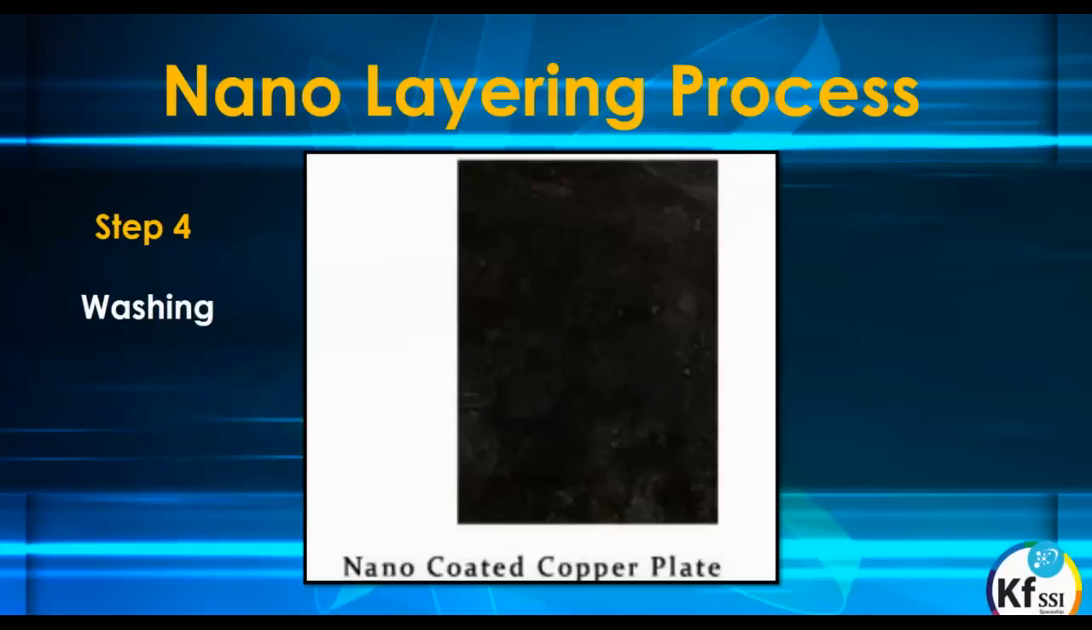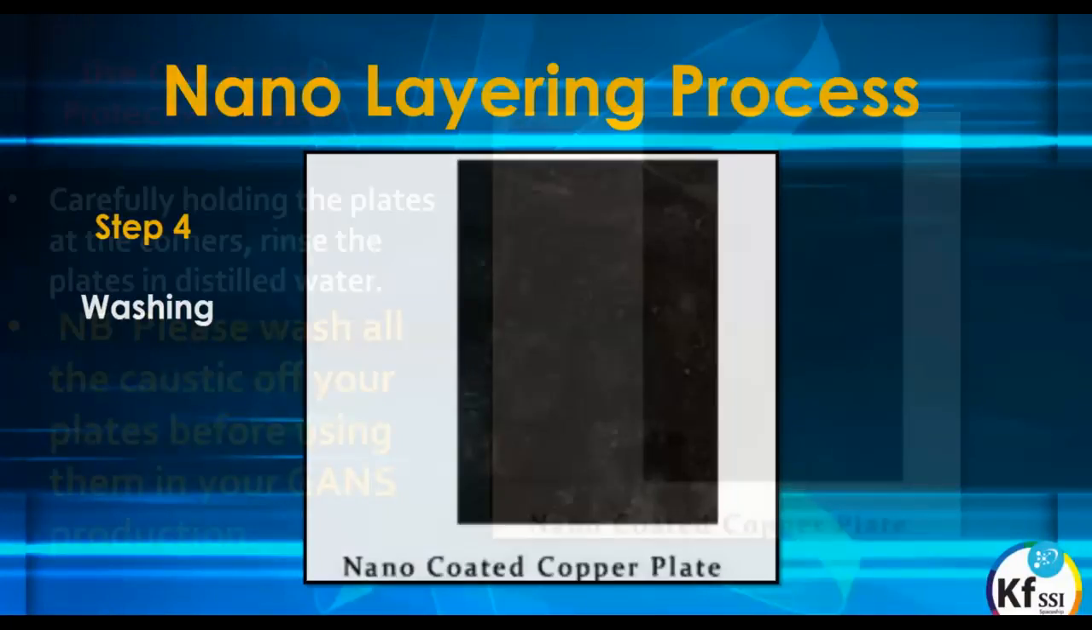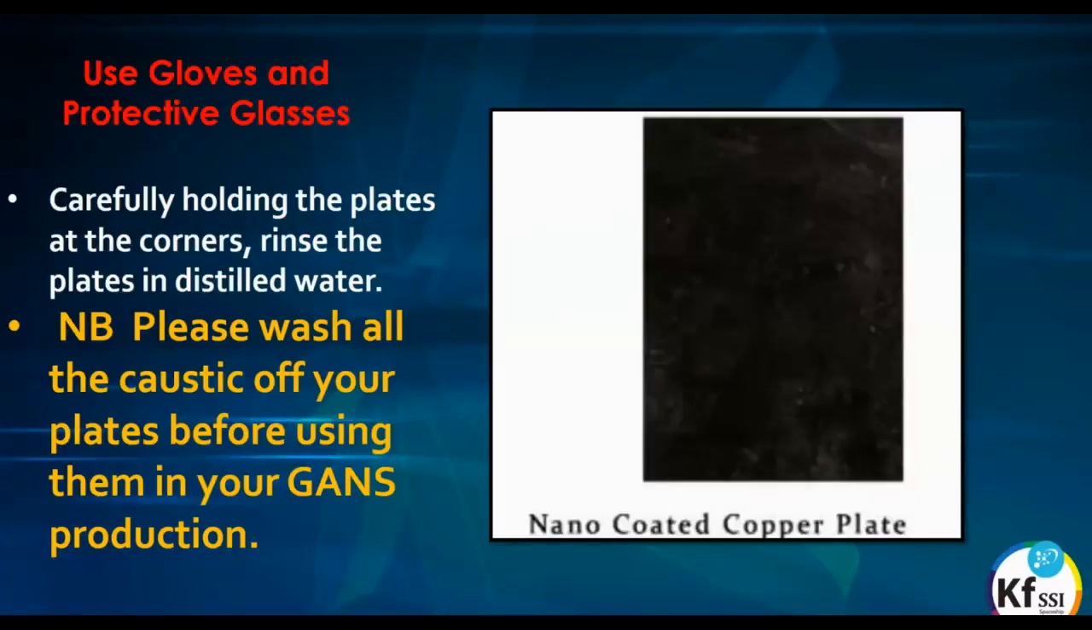And then washing: when you finish that process, carefully hold the plates from the corners and just rinse them gently with some distilled water. And please, particularly when you're going to be using them for GANS production, wash all that caustic off your plates before using them in that GANS production. Otherwise, you're going to introduce the caustic into your GANS. So they must be washed before use.